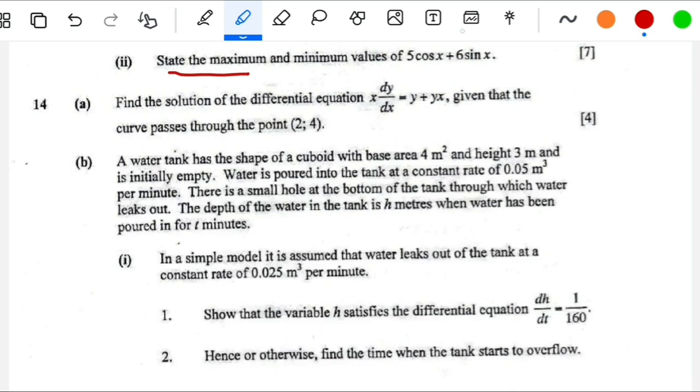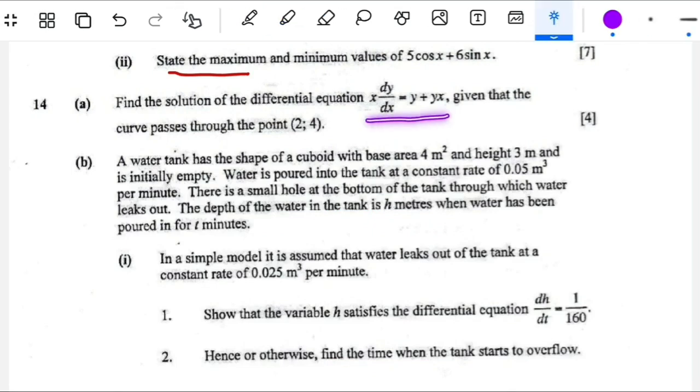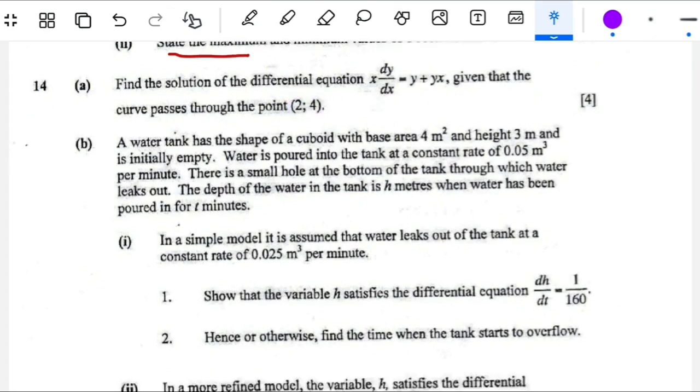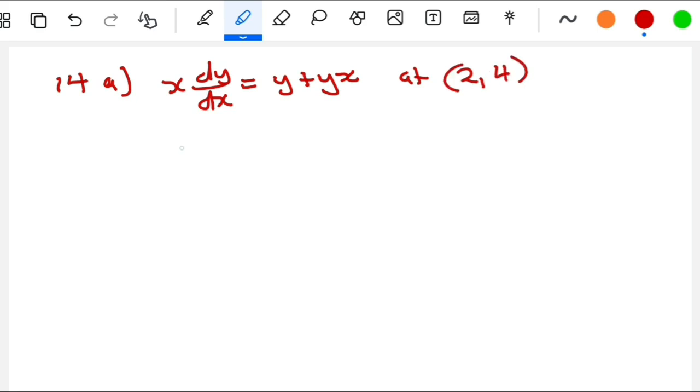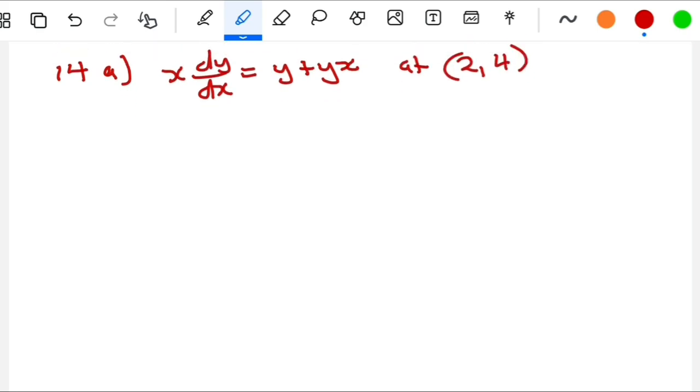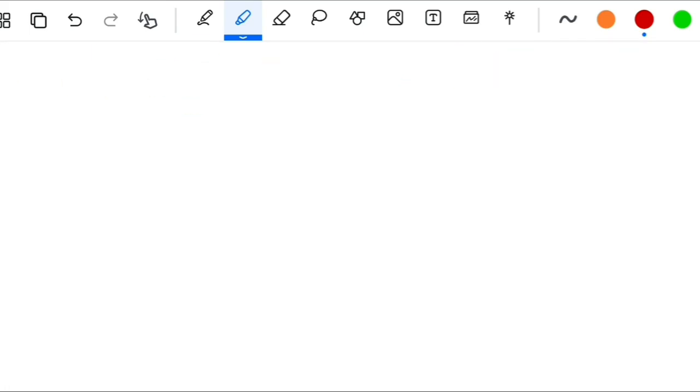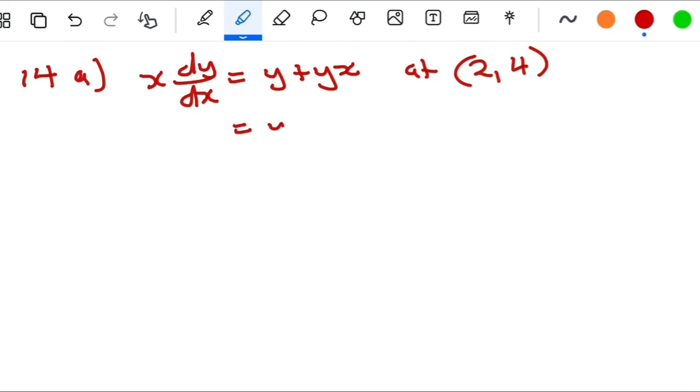Number 14a, find the solution of this differential equation, this one, given that the curve passes through this point. So let's go and solve that differential equation. So you've got x dy over dx equals y plus yx at our point, which is what? 2, 4. So let's solve that one. We need to collect all y's to one side and all x's to one side. So here I'm going to factor out y, and I have 1 plus x, okay, x dy over dx.